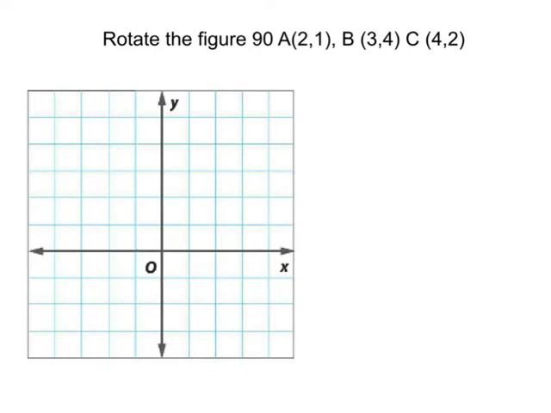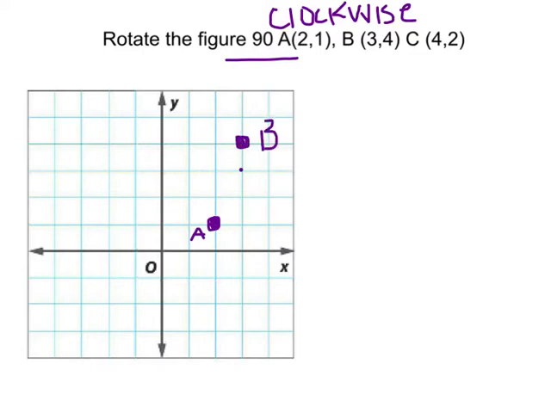Okay, now we're going to do an example rotating 90 degrees, and we're doing all of these clockwise. We'll learn counterclockwise later. So A is at 2, 1. That's A. B is at 3, 4. That's B. And C is at 4, 2.